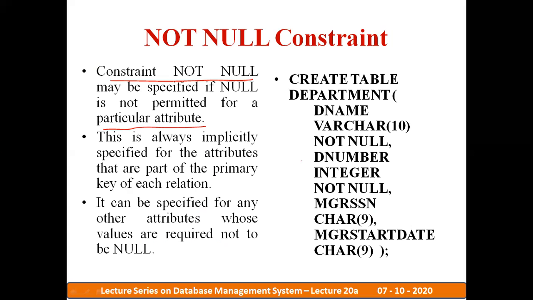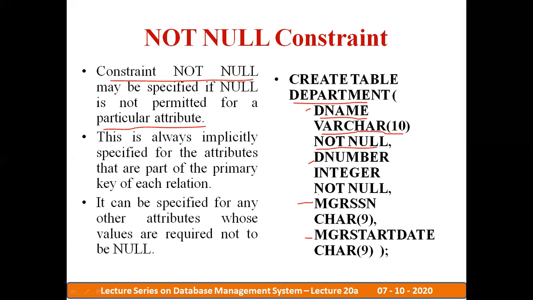For example, consider here that we are creating the table called department, having the attributes D name, D number, manager SSN and manager start date. Here the D name has varchar as the data type, and I am writing the constraint as not null. That means the department name you must specify. Leaving it as null is not possible if I define it as not null.